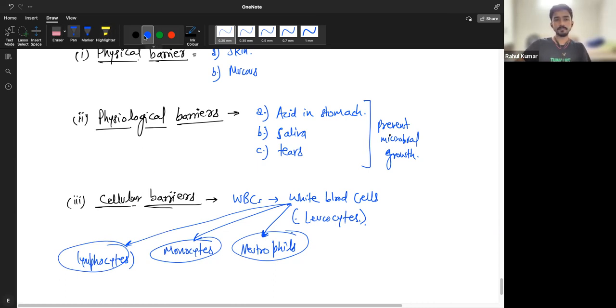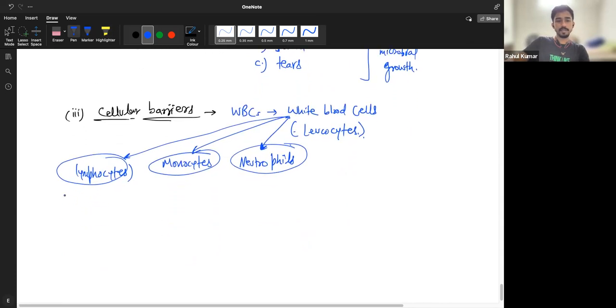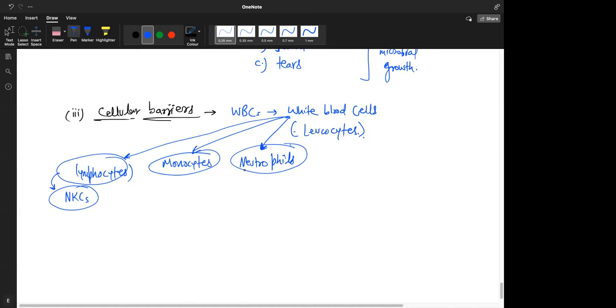And in the lymphocytes, the cells which act are called NKCs. The full form is natural killer cells. Write down. So NKCs, which are lymphocytes, and they are a type of WBC. Monocytes, which again are a type of WBC, and neutrophils, which again are a type of WBC. All these cells can kill pathogens in the body. The basophils and eosinophils.